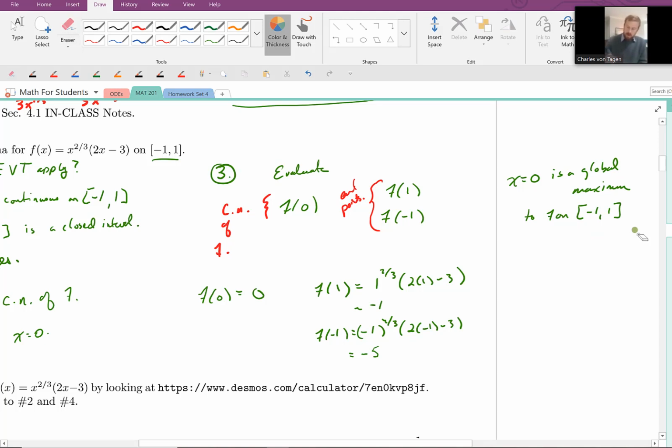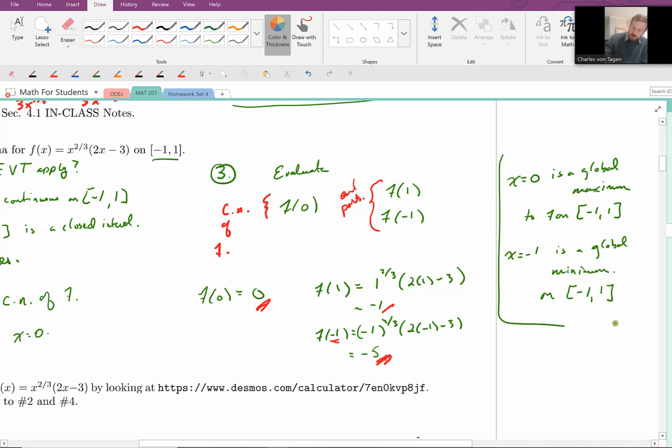So what else? Well, we also see that x equals negative 1 is a global minimum. Why is that? Of these three candidates for global max and global min, negative 1 is the one that spat out the most negative number, or the smallest number, if you will, on the number line, the one that's furthest to the left. So x equals negative 1 is our global minimum. Careful, not global minimum for wherever this function exists, but on the interval that we were considering from negative 1 to 1. And that's really how you should represent your solution to this problem.